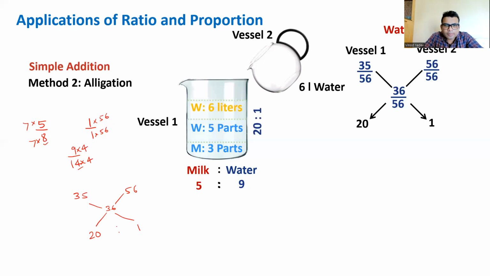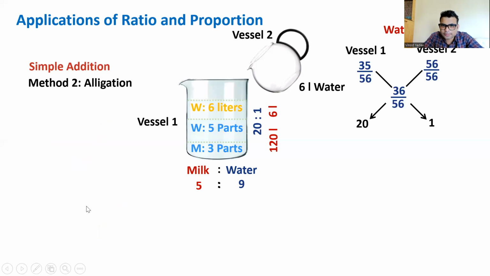Correct? Yeah. So old vessel to the water is 20:1. Now this 1 in the ratio corresponds to actually 6 liters. That actual quantity we know, right? So 1 corresponds to 6 liters. So 20 corresponds to how much? Simple cross multiplication. Yes, 120 liters. So this way also we could manage this. Got it? Okay, I hope you're taking the notes properly.